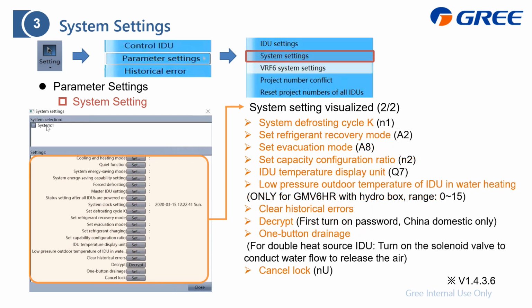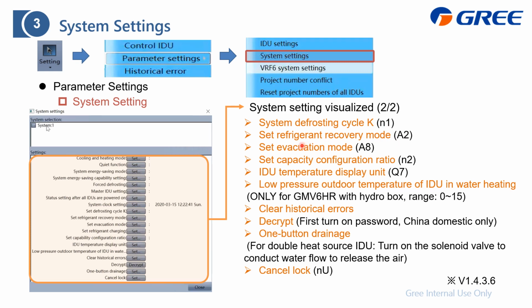Here is the system setting second page. For the detailed meaning of this, you can also refer to my commissioning and setting video. And here I just make a short introduction. The first is the system defrosting cycle. This is the N1, which is the heating on period. Then we can judge whether the outdoor unit needs to enter defrost or not, which means the selection is 40, 50, and 60 minutes.